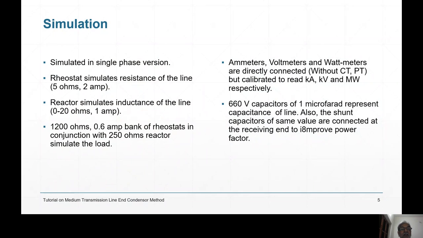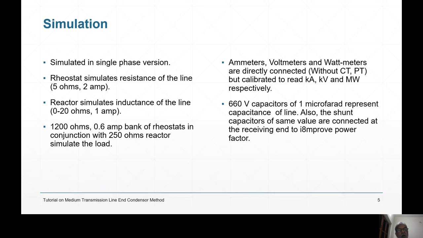Now we are simulating this long line of some 100 kilometer long, 75 kilometer long in the laboratory, right? So it is a little difficult. We are simulating the resistance by a 5 ohm rheostat. Very typical for a line of the order of 60 ohms, 70 ohms. Resistance of 5 ohm is typical. And a reactor of 20 ohm, that is X by R ratio 3 or 4, is also typical. So we rather choose the reactor of 20 ohms, which is available in the market.